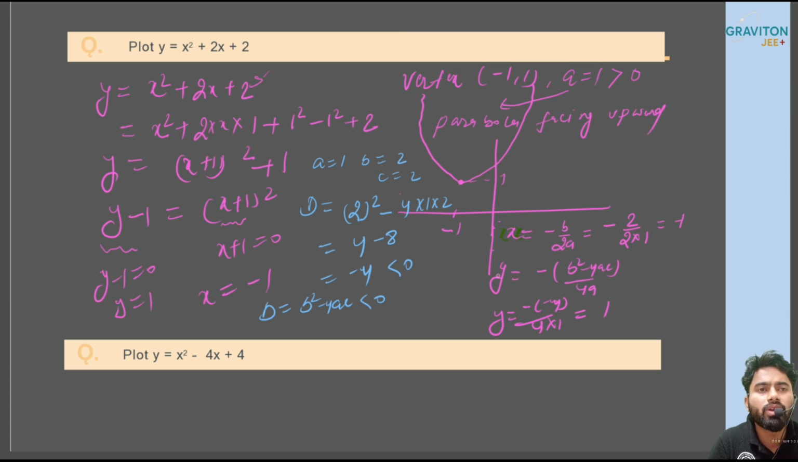So from here you can also calculate where the vertex of this type of parabola is, and here a is 1 which is positive, so it represents a parabola facing upward. So from here you should see that it has no real roots.